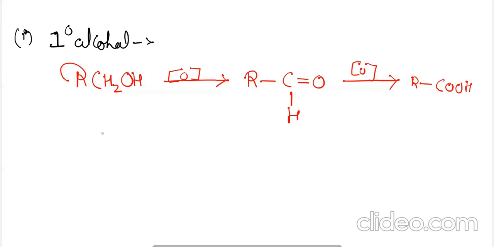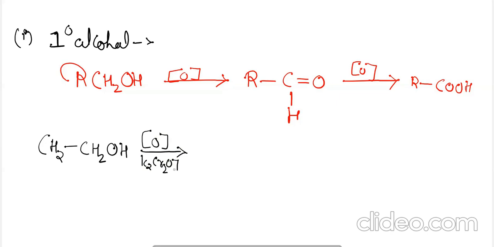And on the further oxidation of aldehyde, carboxylic acid will be formed here. Okay, so if a strong oxidizing agent is being used, then the alcohol will convert on oxidation to aldehyde. Then on further oxidation, it will get converted to the carboxylic acid here.